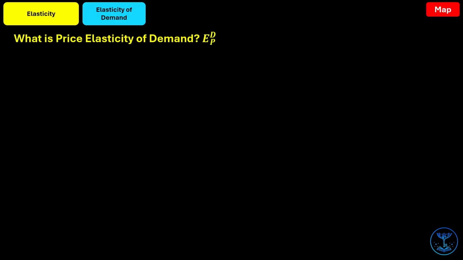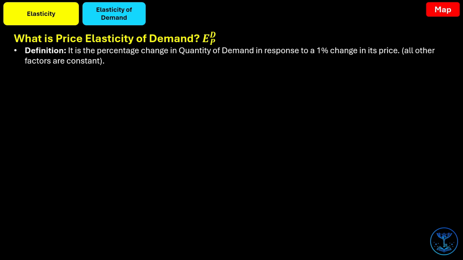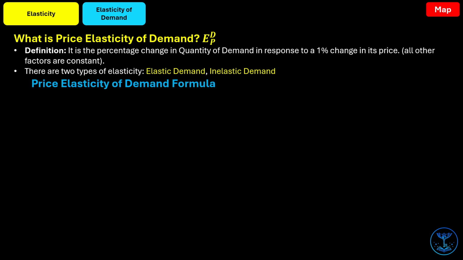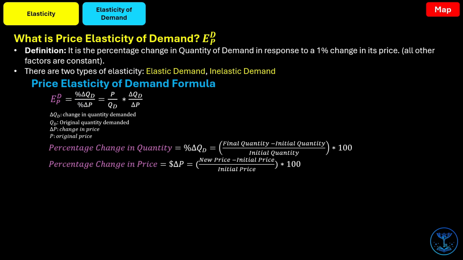All right, so now going on to elasticity of demand. So starting off with what is price elasticity of demand, or we can write this as EDP. So its definition, it is the percentage change in quantity of demand in response to a 1% change in its price. All other factors are kept constant. So there are two types of elasticity. We have elastic demand and inelastic demand, as we explained before. So the price elasticity of demand formula, this is going to be used when we're doing problems. So your EDP is equal to the percent change in quantity of demand divided by your percent change in price.